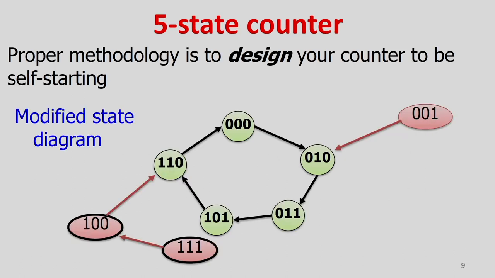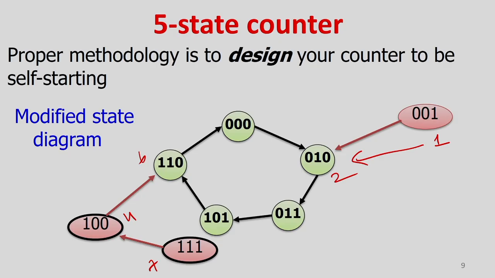So, the proper methodology is to design your counter to be self-starting. Any invalid state or extra state should immediately come to some valid state. So, from 1 immediately it goes into some valid state. In this case, after 7, 4 we are breaking that loop and going into 6. Any invalid state, after 1 or 2 clocks, should go to a valid state, and the valid states should repeat. It should not loop in invalid states. So, we try to break that invalid loop and go into the valid loop. This is the modified state diagram.